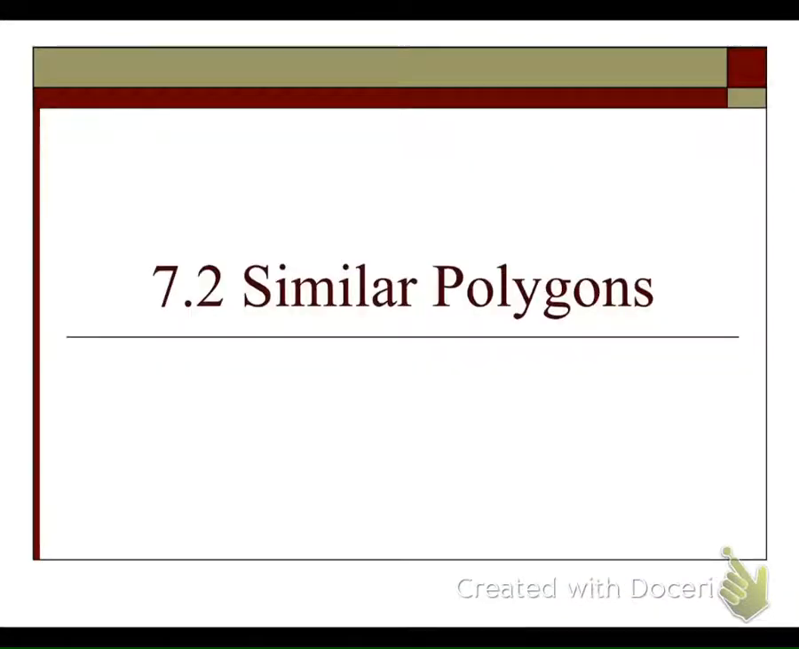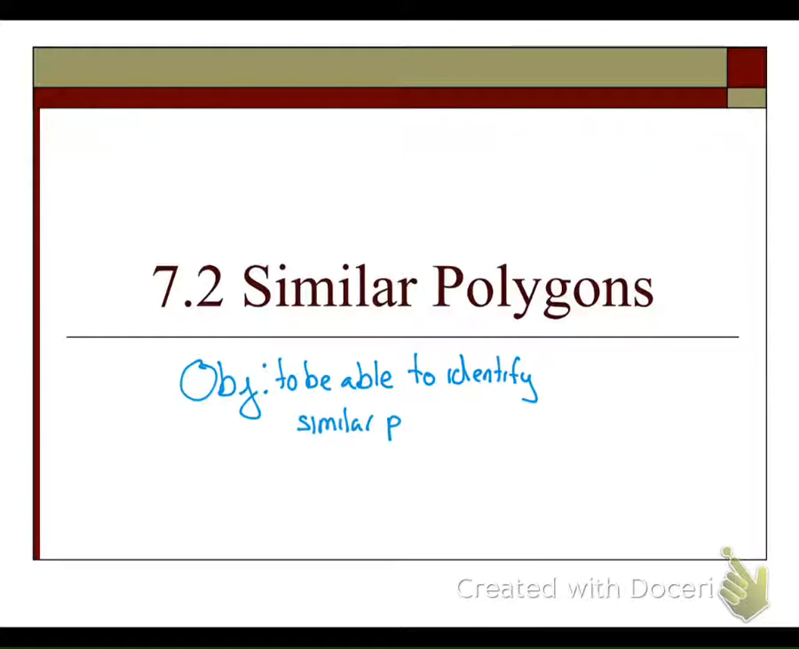So we have to identify similar polygons. So our objective is to be able to identify similar polygons. So this goes in your objective portion, and we're studying 7.2, which is titled Similar Polygons.